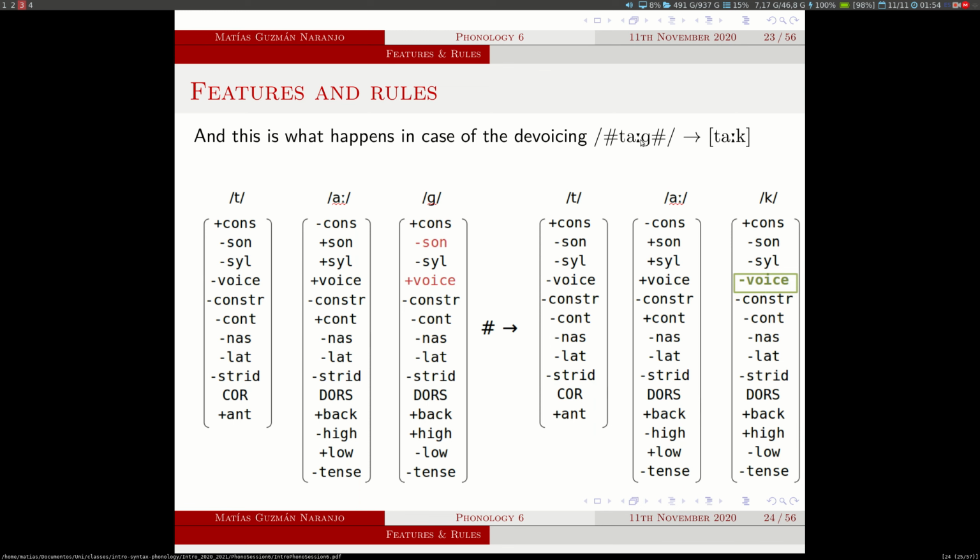it's clear that there is something which is either converting the g to a k or the other way around. In this case, we assume that it is from voiced to voiceless. That makes the rules a lot simpler.